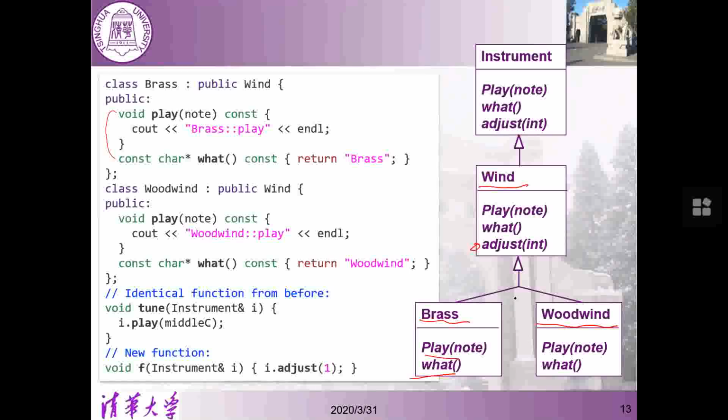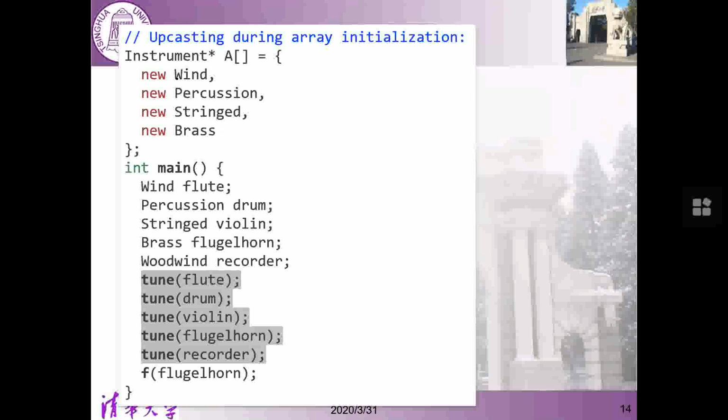Then we have some tests. First, we have this tune, which takes an instrument reference. Then we also have an F function that takes an instrument reference. Then we have an array of instrument pointers. Actually, we have some upcasting here. We are upcasting, for example, a wind pointer to an instrument pointer when we define this array. Then we can call this by a for loop, like that.